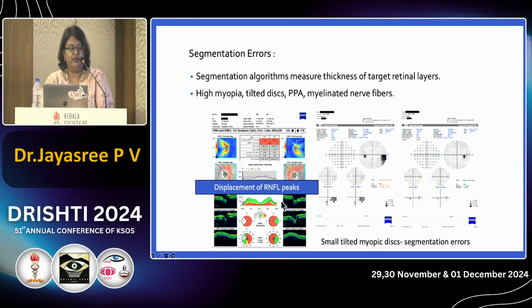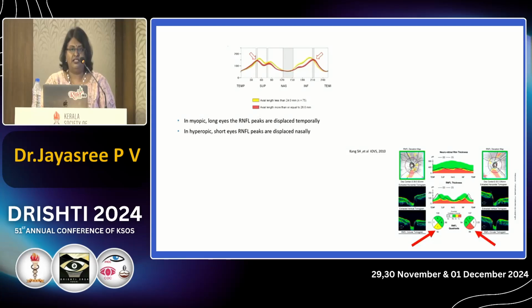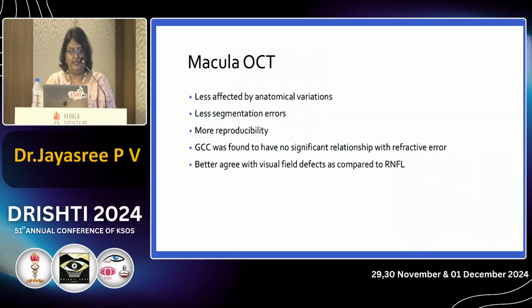There is displacement of RNFL peaks. You can see that there are good peaks here, but they are displaced temporally. So with elongation, temporal displacement of the RNFL peak happens. In hyperopes, it comes together, nasally displaced. And this nasal or temporal displacement leads to inferior red disease.